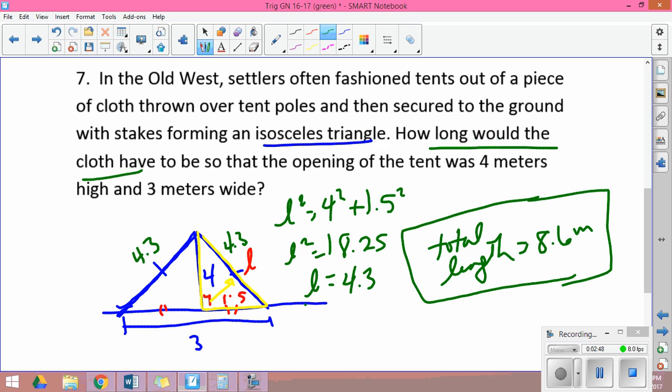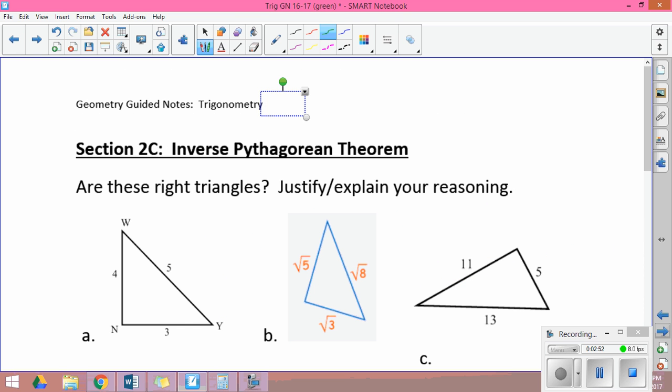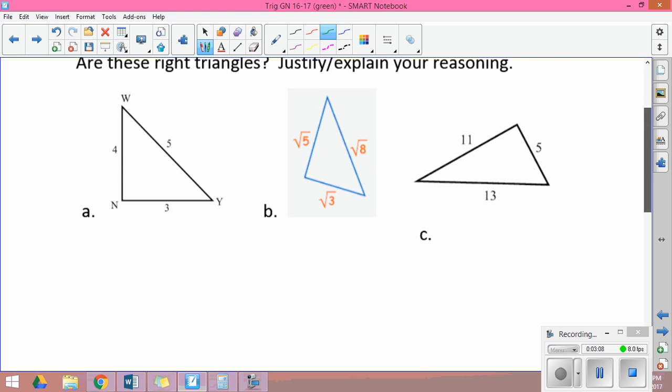Now, another interesting application for the Pythagorean theorem is as a test, a right triangle test. If the Pythagorean theorem is true, it's a right triangle. If it's not true, it's not a right triangle. And so that is the converse of the Pythagorean theorem.